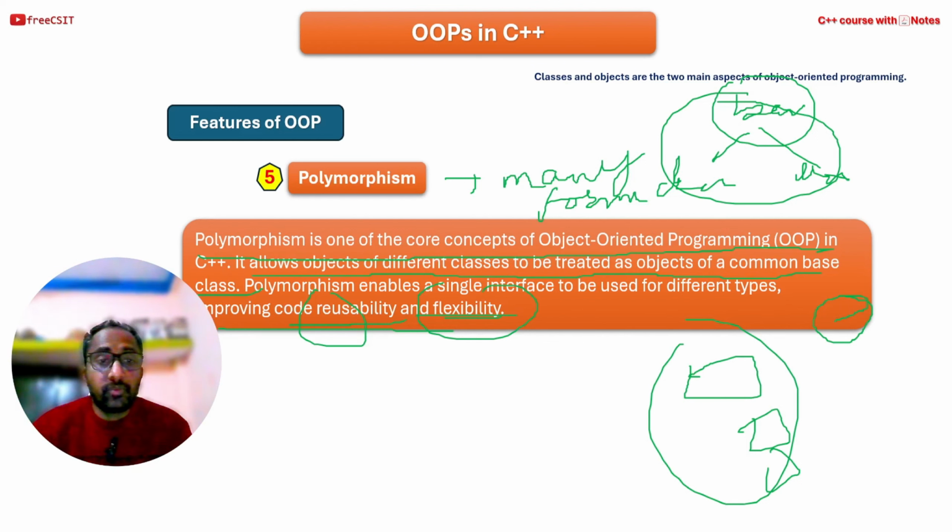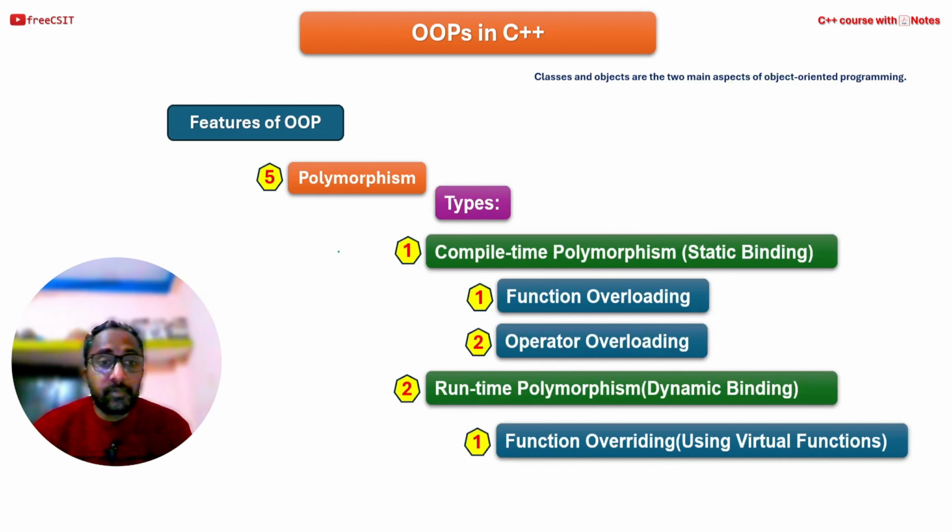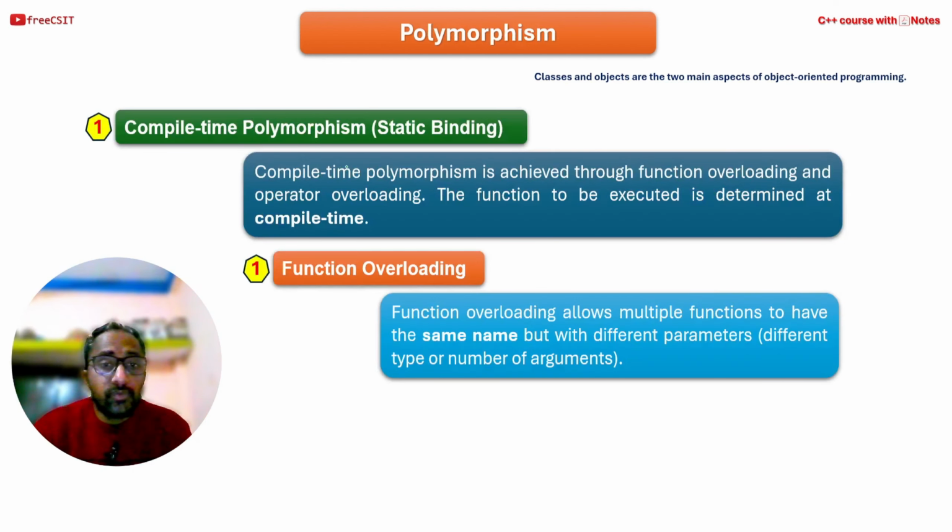You can see here, I'll show you some types. Polymorphism has two types. The first one is compile time polymorphism, which is called static binding. It also has two types: function overloading and operator overloading. The second polymorphism type is runtime polymorphism, dynamic binding, function overriding using virtual functions. I'll show you its examples and definitions in upcoming slides. So let's move on.